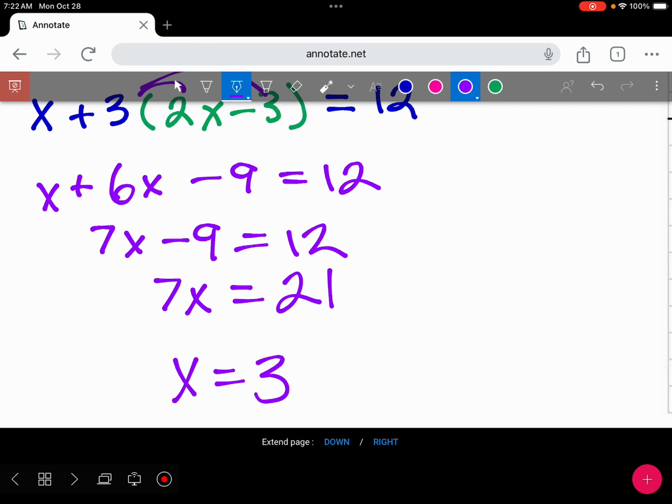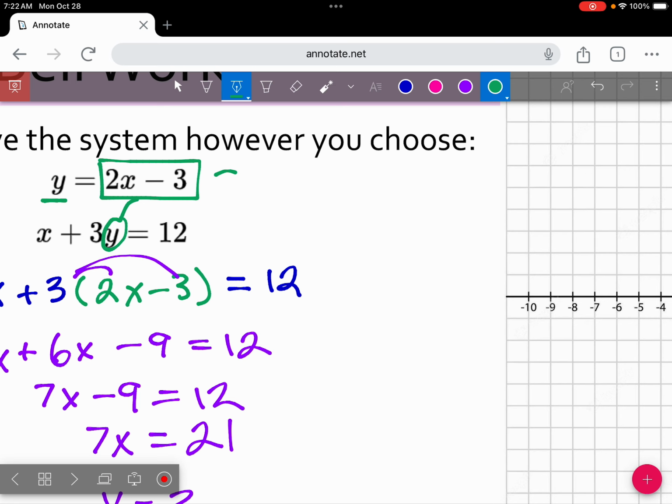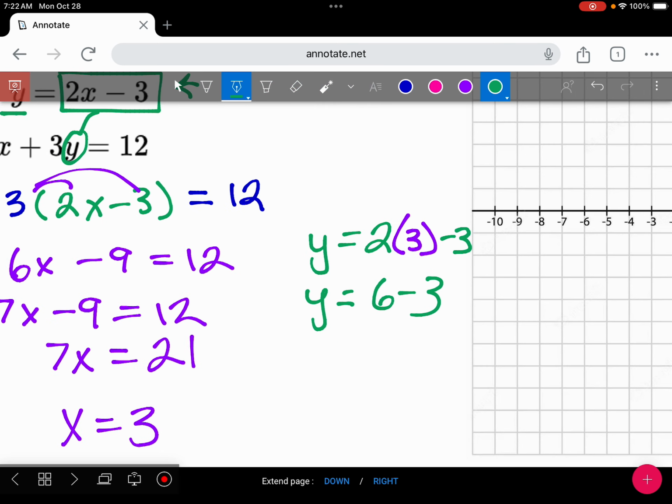Are we done? Like, that's my whole solution, right? No. What do I need to do to find my whole solution? Yep. I have a y equals equation, so I can find out what y is using this. My y is going to equal 2 times my x, but now I know my x is 3, minus 3. So y is 6 minus 3. So what's y? 3. So my solution is the ordered pair (3, 3). I think that's probably the easiest way to go about solving this.